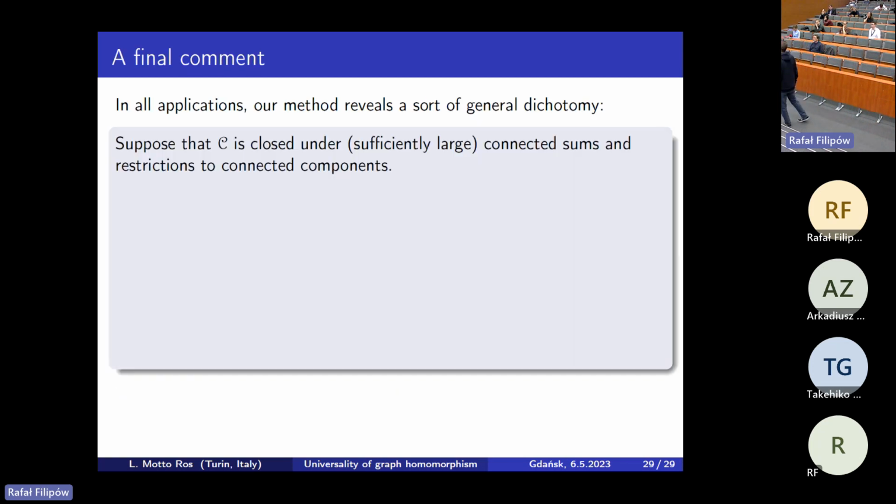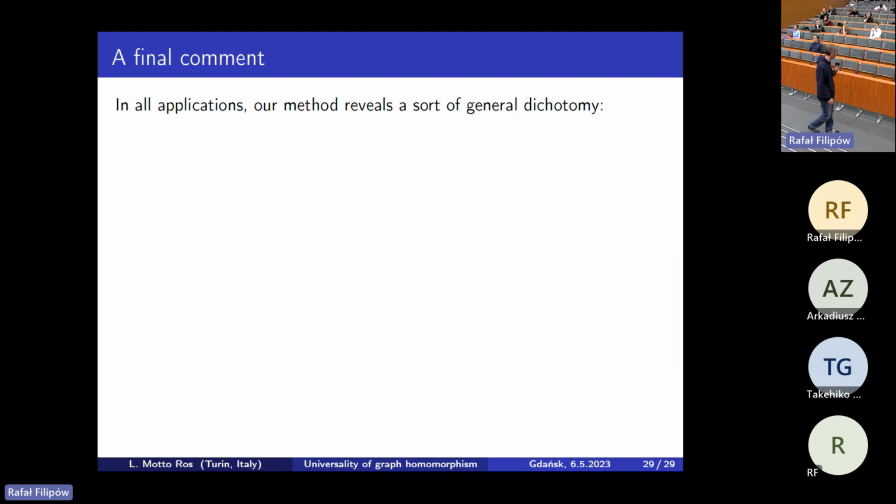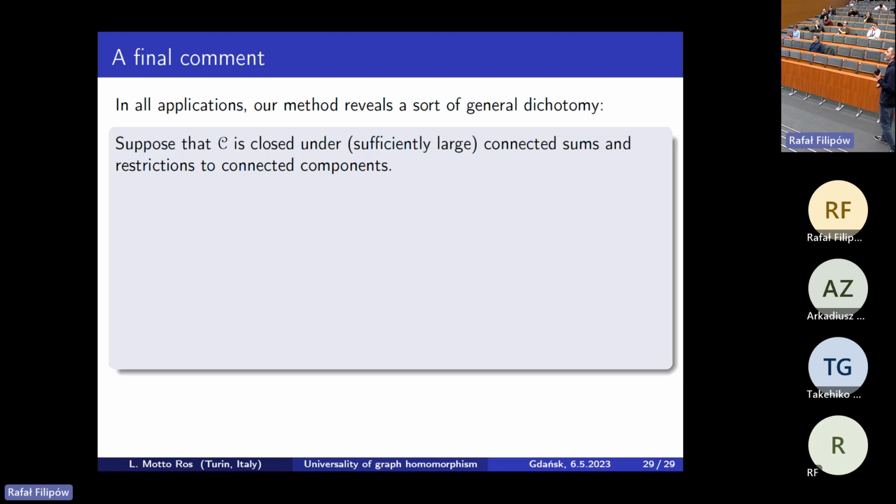And this is my final comment. In all applications, which are much more than this actually, you see that every result is a kind of dichotomy, basically, okay? So we start usually with some class of graphs. All the classes of graphs which work in the application are closed under quite large connected sums, because otherwise we cannot use our construction. Our construction is based on connected sums. So if the class doesn't contain large connected sums, you just cannot perform the construction. But all classes we mentioned are closed under this thing.